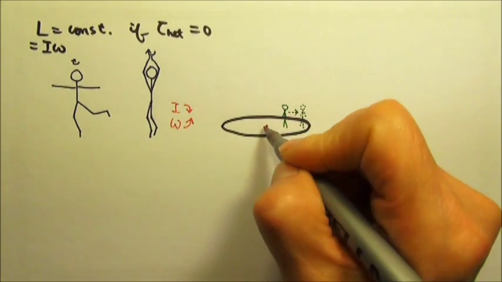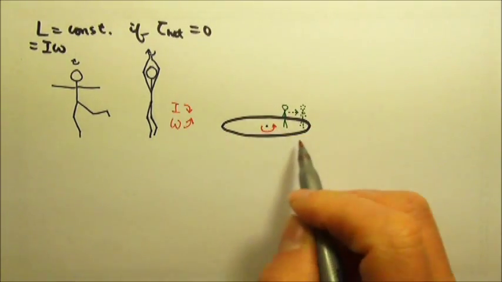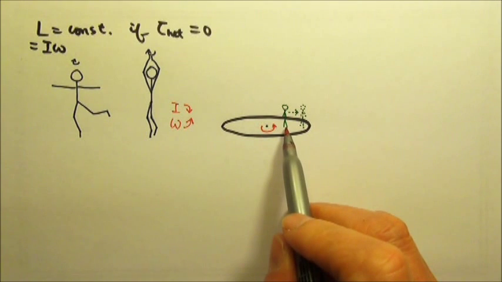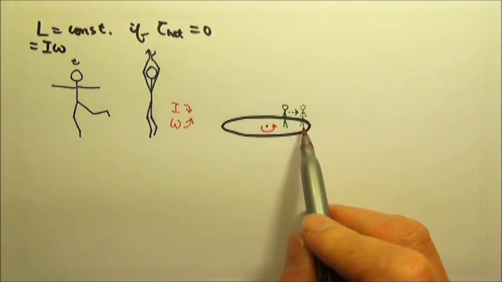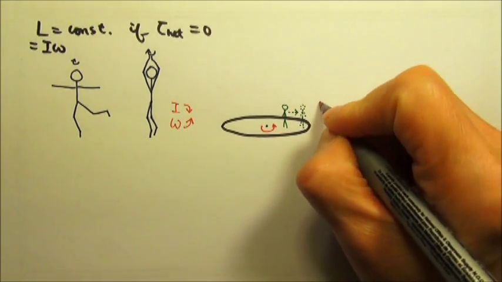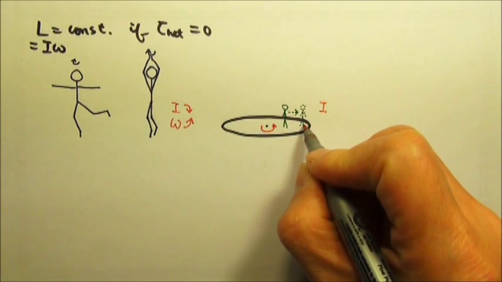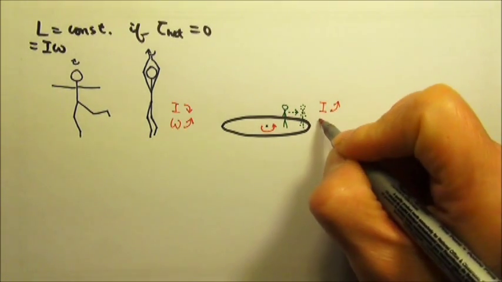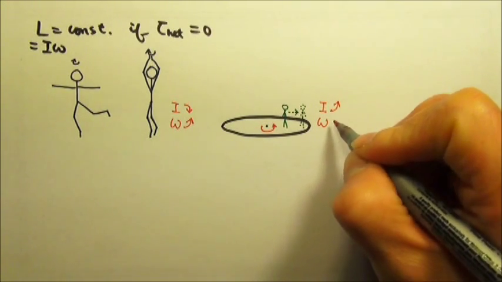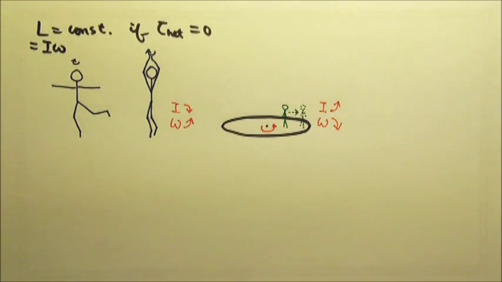Or we can have a rotating merry-go-round, and a person standing on the merry-go-round walks towards the rim. When the person walks towards the rim, the mass distribution gets farther away from the axis, so the rotational inertia increases, which means omega would decrease.